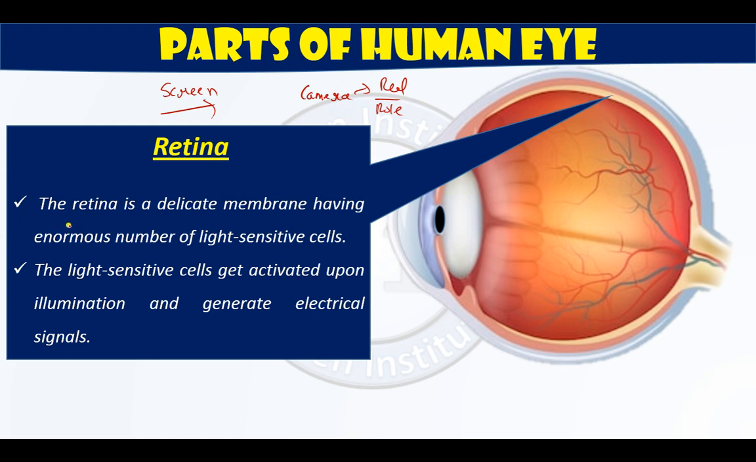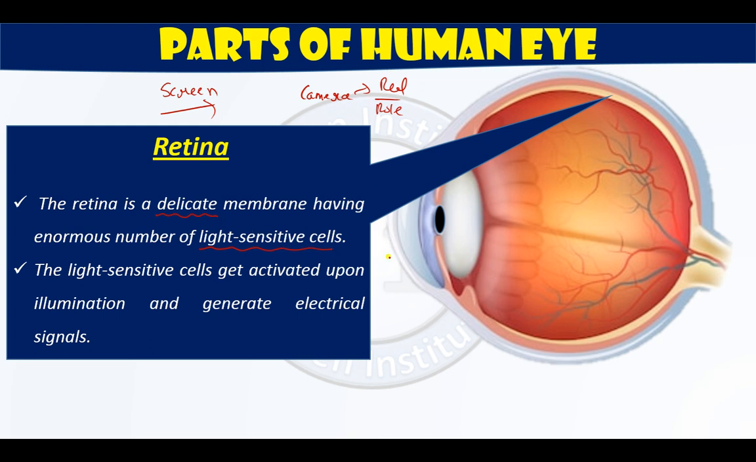So according to the textbook, the retina is a delicate membrane, delicate, right? It is not hard. It is a delicate membrane having an enormous number of light sensitive cells. What do you mean by light sensitive cells? Whenever light falls on the retina, the cells will sense that light. Here there are cells, and if light falls on them, some effect will occur inside the cell, because they are sensitive to light.